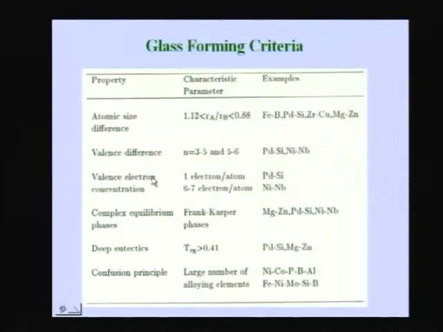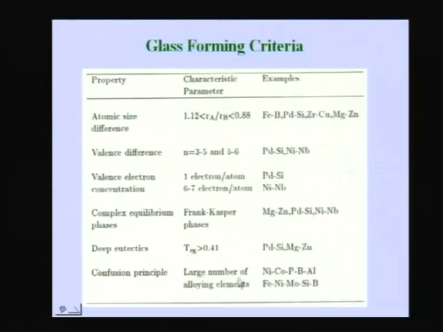Then valence electron concentration, we talked about valence difference. If the valence electron concentration is very large, you can get easy glass formation. Complex equilibrium phases, if the structure is complicated, such as Frank-Kasper phases, you can get easy glass formation. The examples are given here. Deep eutectics, where the TRG is greater than about 0.4, then you can get easy glass formation. Palladium silicon is an example there. Iron boron is also another example. Gold silicon is another example there.